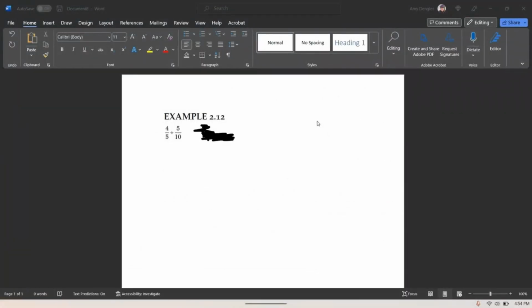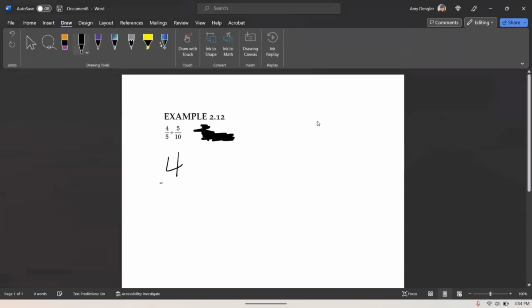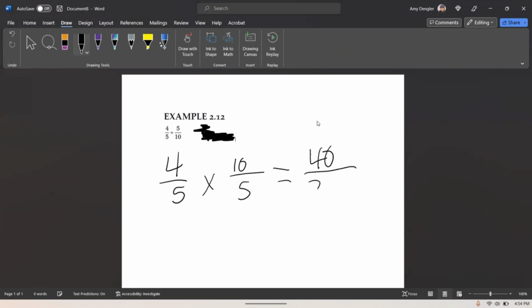Example 2.12. So we have a division problem. Division is the same as multiplication, but first we need to rewrite it as 4/5 times, and then the next fraction we need to switch the numbers around, invert it. So 10/5. So we'll just multiply across. So 4 times 10 is 40, and 5 times 5 is 25.